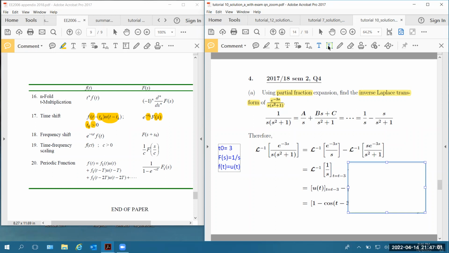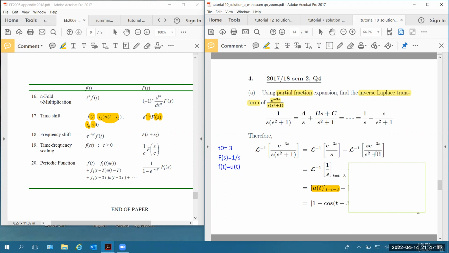Look at this one here. It's just u(t minus 3). Let me highlight. So actually for the first term, this is just your answer. It's actually u(t minus 3). So that's your answer.